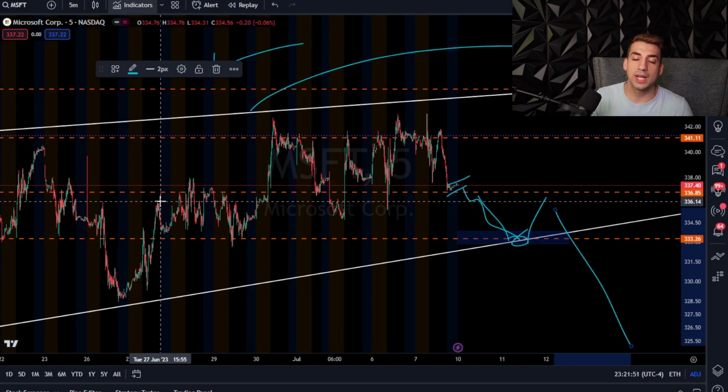If the 1 hour is saying bullish, 30 minutes is bearish, 5 minutes is bullish, 15 minutes is bearish, it's really hard to trade. So this is how you keep your analysis. Hope this helps.